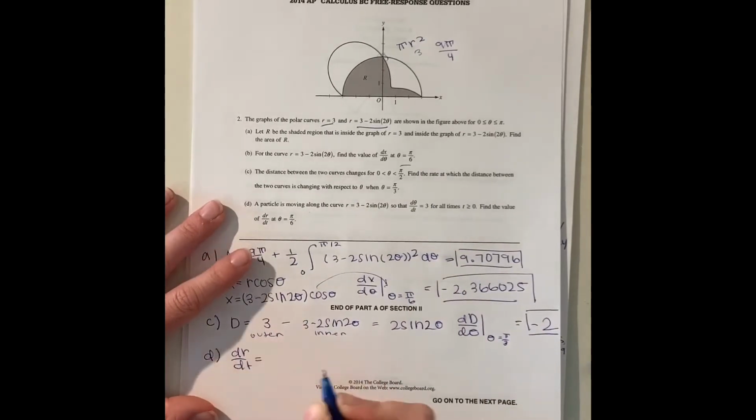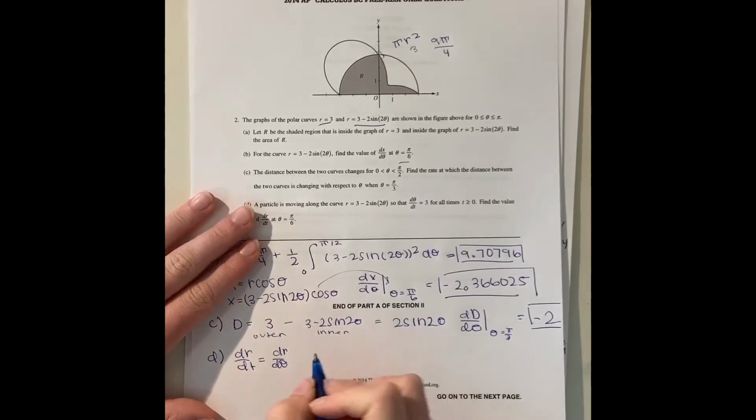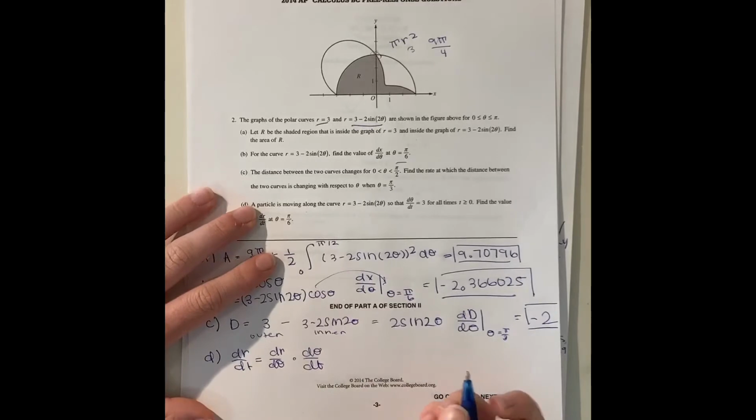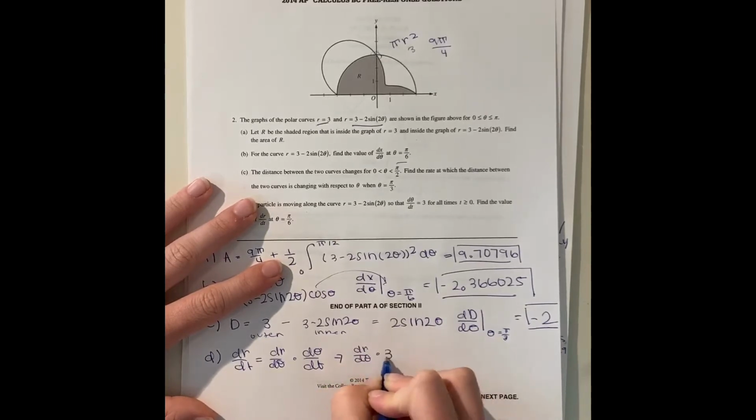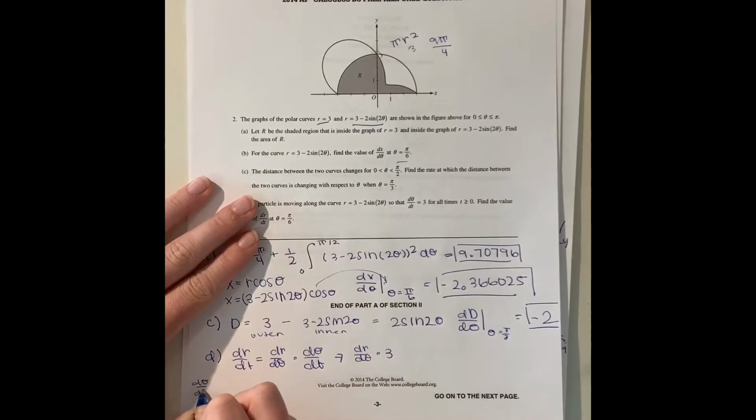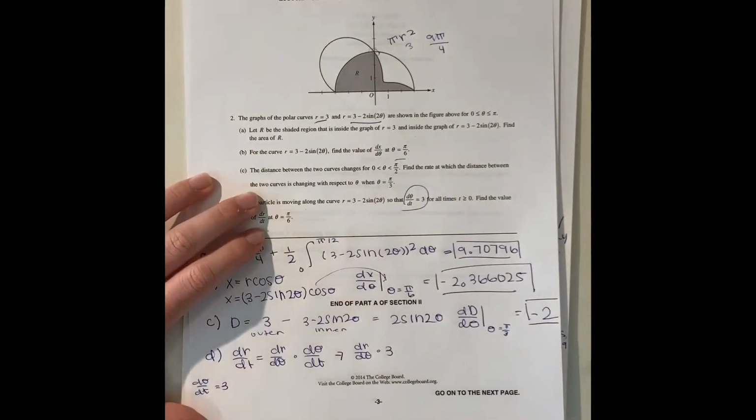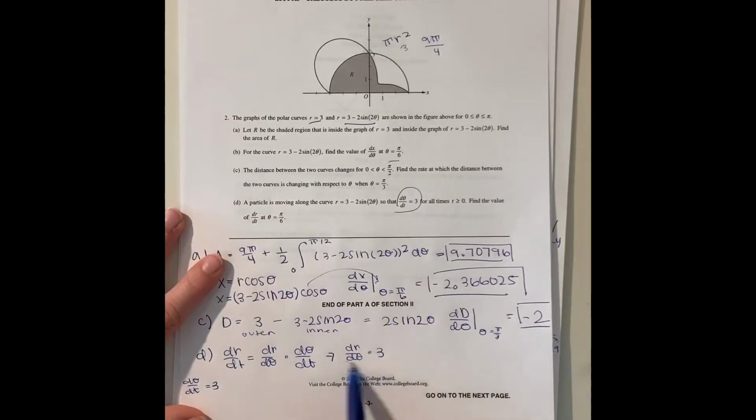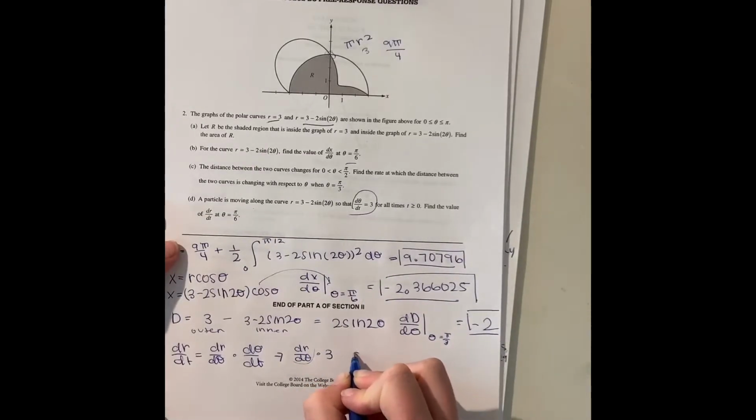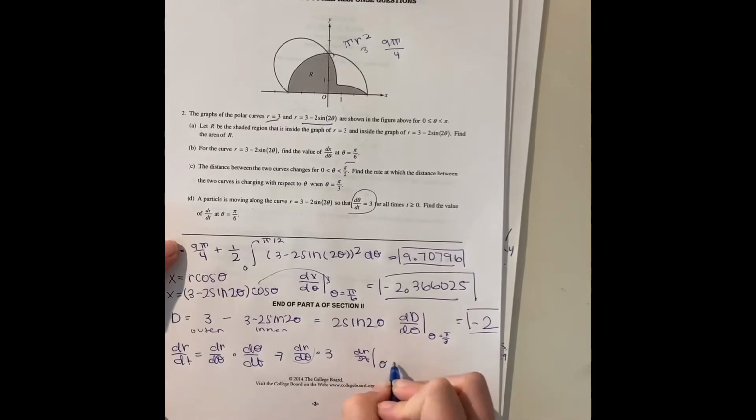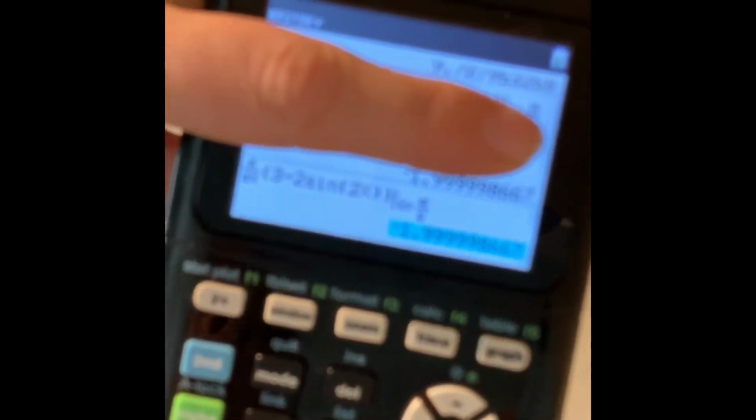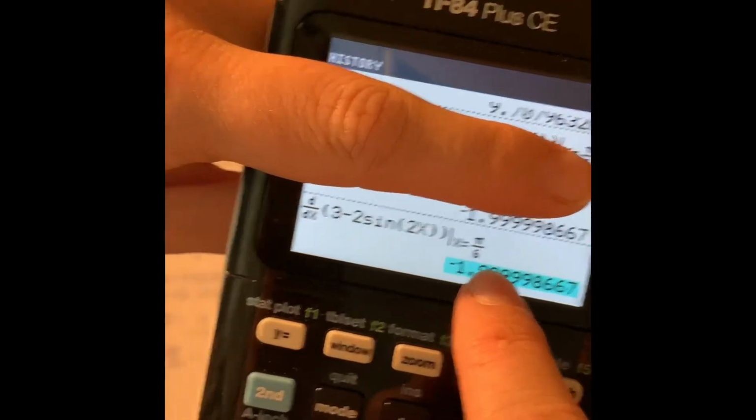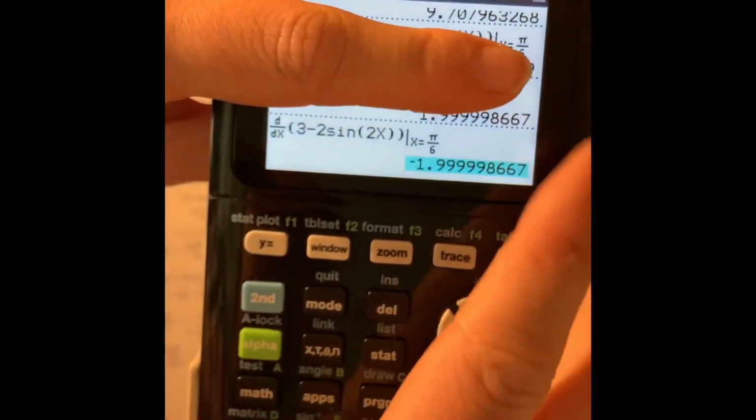So to break this up, we would do dr d theta times d theta dt. We would keep dr d theta the same, times 3, because we know that d theta dt equals 3 from the question. And now in order to solve for this number, we're going to take the derivative of r at theta equals pi over 6. Again, I did that in my calculator: 3 minus 2 sine 2 theta at pi over 6, like it asked in the question. And again, that gives us an answer of negative 2.